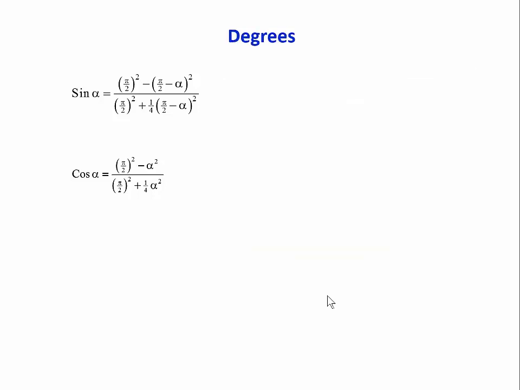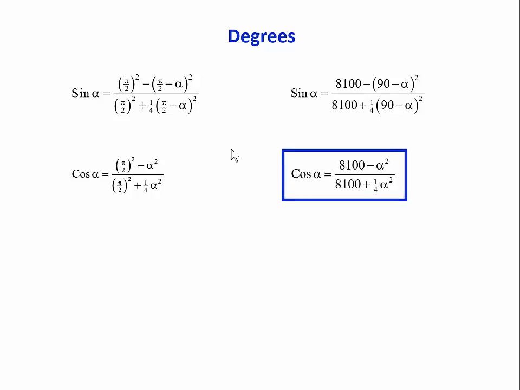Now let's look at degrees. These are the two formulas we've got for sine alpha and cos alpha. And if we replace pi over 2 with 90, because pi over 2 radians is 90 degrees, we get this for sine alpha, and we get this for cos alpha. And this is the formula I'd like to draw your attention to, because it's quite a simple one and it's very easy to apply.